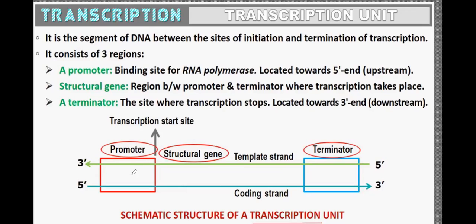If we see this diagram, there are three units. First is the promoter, then the structural gene, then the terminator. Promoter is located towards the 5' end. Terminator is located towards the 3' end. Between promoter and terminator, there is the structural gene. So we can say that the promoter is located towards the upstream 5' end, and the terminator is located at the 3' end, that is called the downstream end.